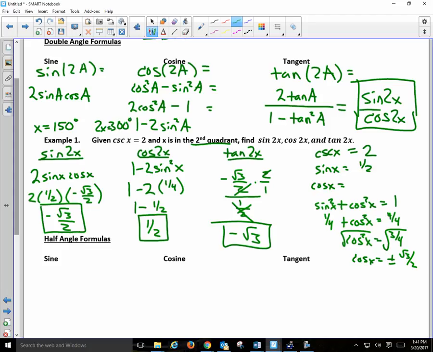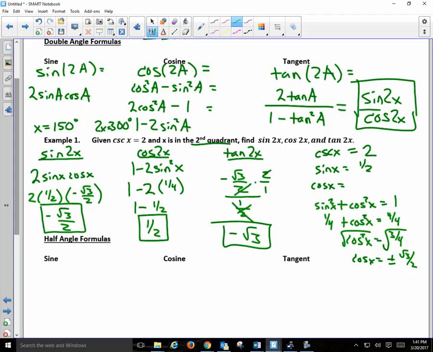So look at what you have, okay? Let's make this connection, okay? X is 150. 2x is 300. So you figured out that the sine of 300 is this. The cosine of 300 is that. The tangent of 300 is that. They didn't tell you it was 300 ahead of time.